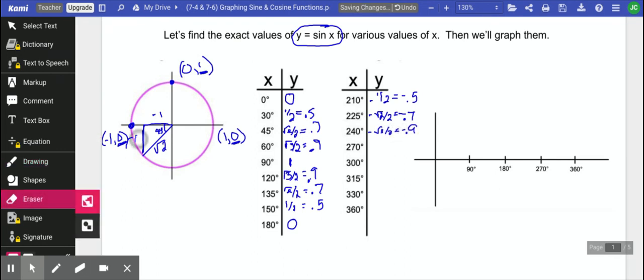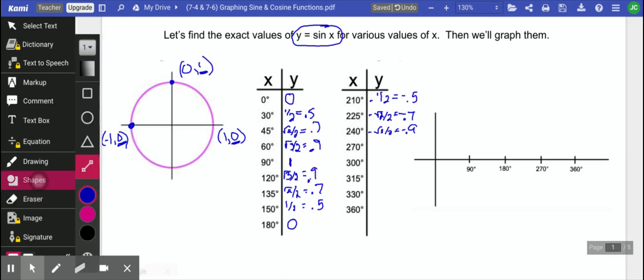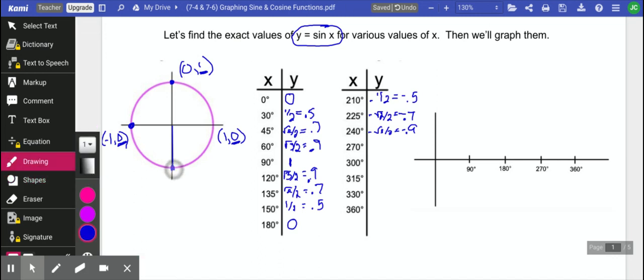And then for 270, that is straight down. Very hard to draw that triangle, so instead we'll think about the coordinates here. This is 0, -1, so the sine is going to be -1.